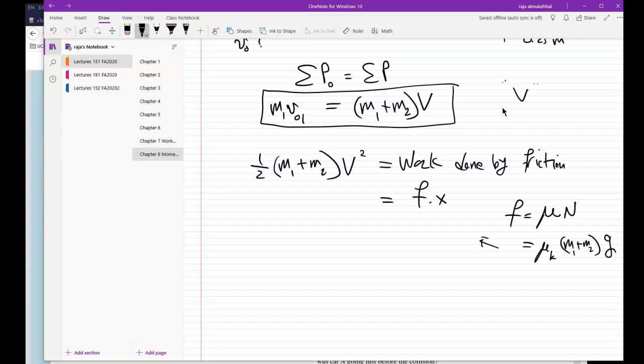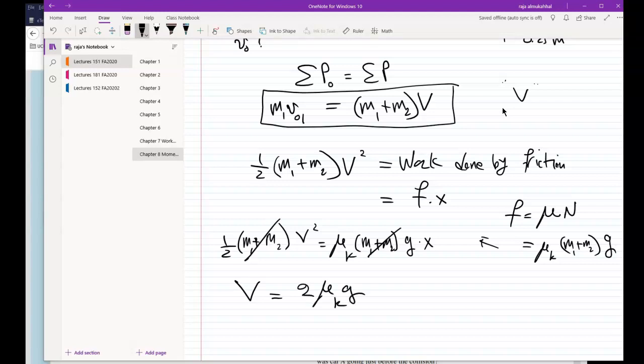Now put it back in here. So I have 1/2 (m1 plus m2) V squared is equal to mu sub k (m1 plus m2) g x. Look at that. Those two cancel out. I can solve for the big V, and that's equal to the square root of 2 mu sub k g x.